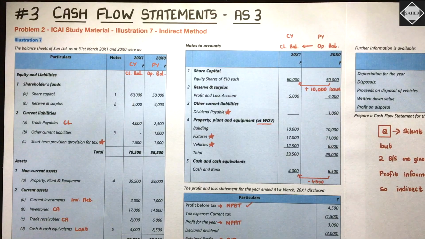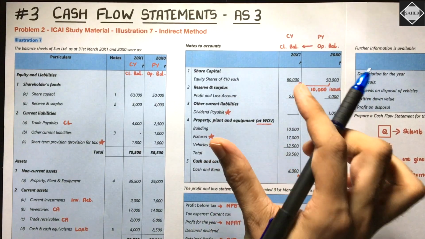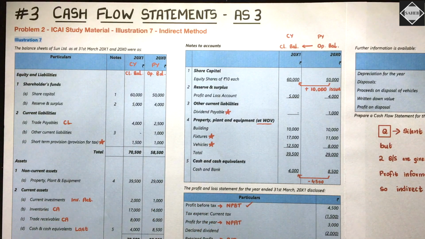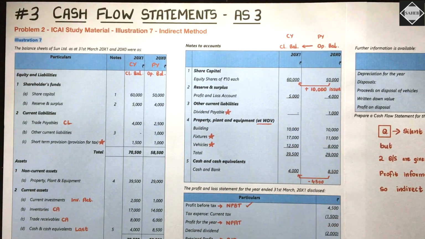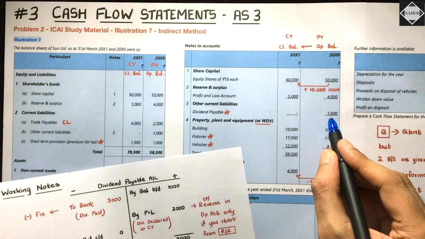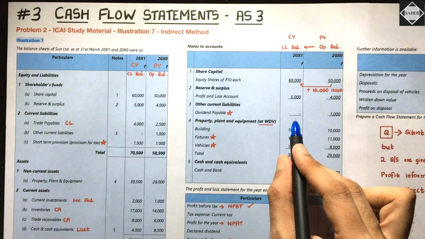In the indirect method, see working note number 1, we are preparing the ledger account of dividend payable. Dividend payable is a liability account. It has a credit balance, opening balance on the credit side, closing balance on the debit side. In the balance sheet, there is only the opening balance. There is no closing balance, right? So the opening balance here is 1,000, balance brought down, and the closing balance is 0 as given in the balance sheet.